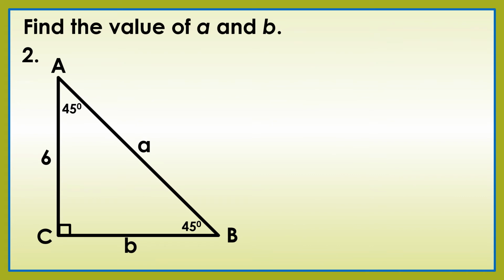Let's have here problem number 2. Find the value of A and B. So, given ang triangle 45-45-90 degrees. So, ang 6 dito is leg.